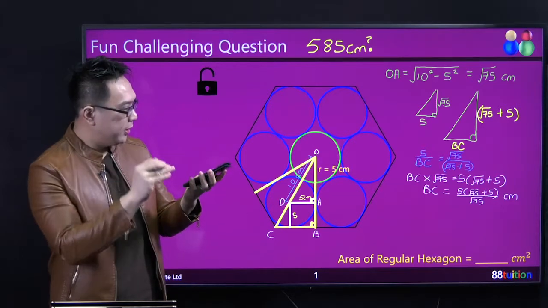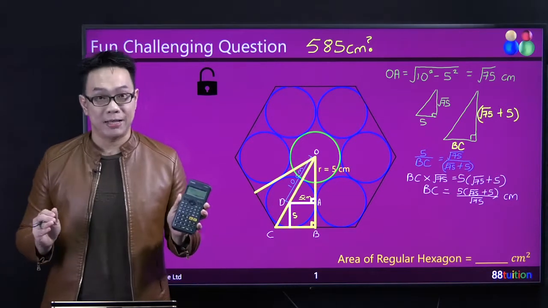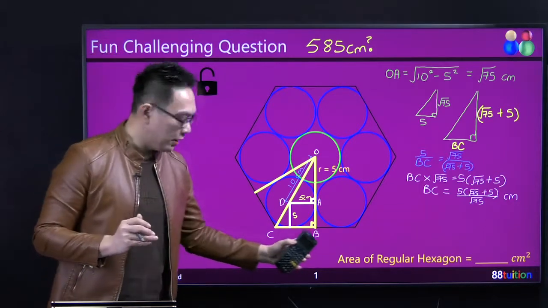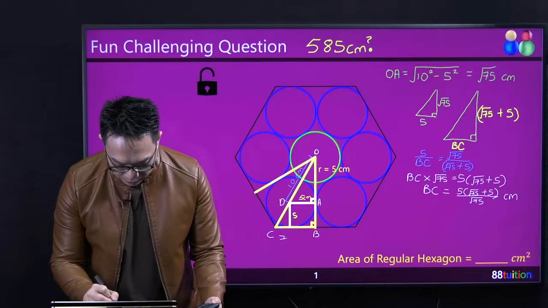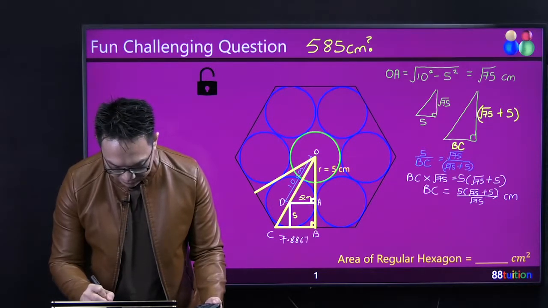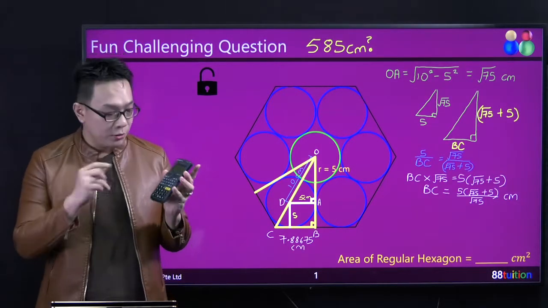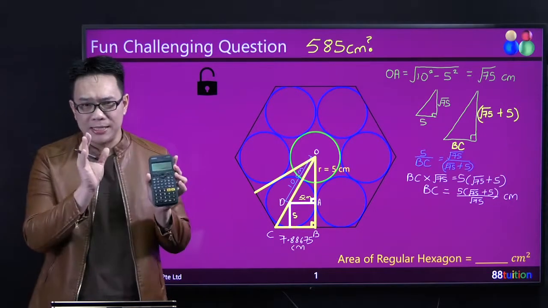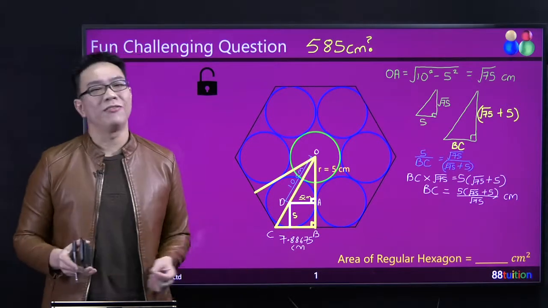Put the fraction key over square root 75. Your answer will be 7.8867. So this portion here will be equal to 7.88675. It's better to write a little bit more decimal so that we try to be as precise as possible. So this number on the calculator, don't go and erase it. Just keep it there first, we might need it.